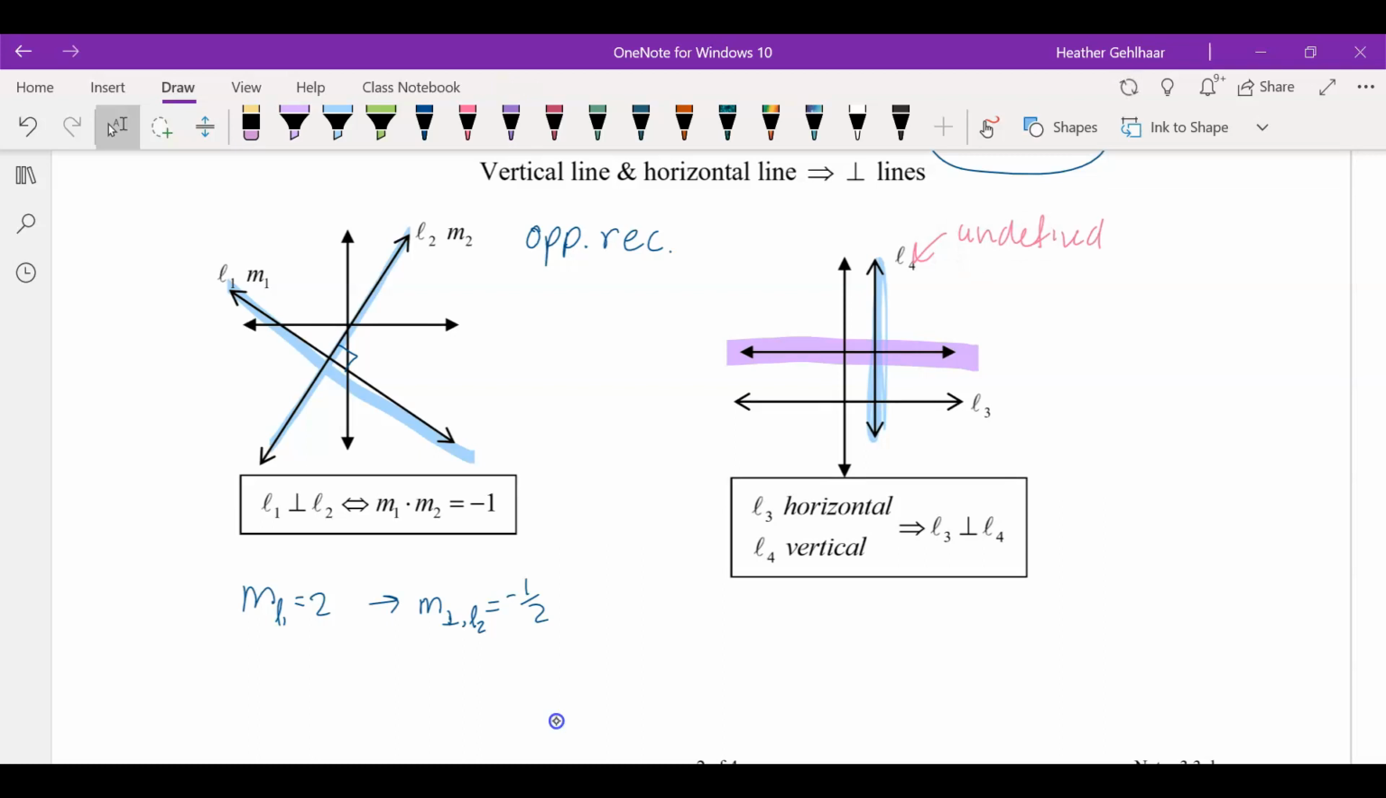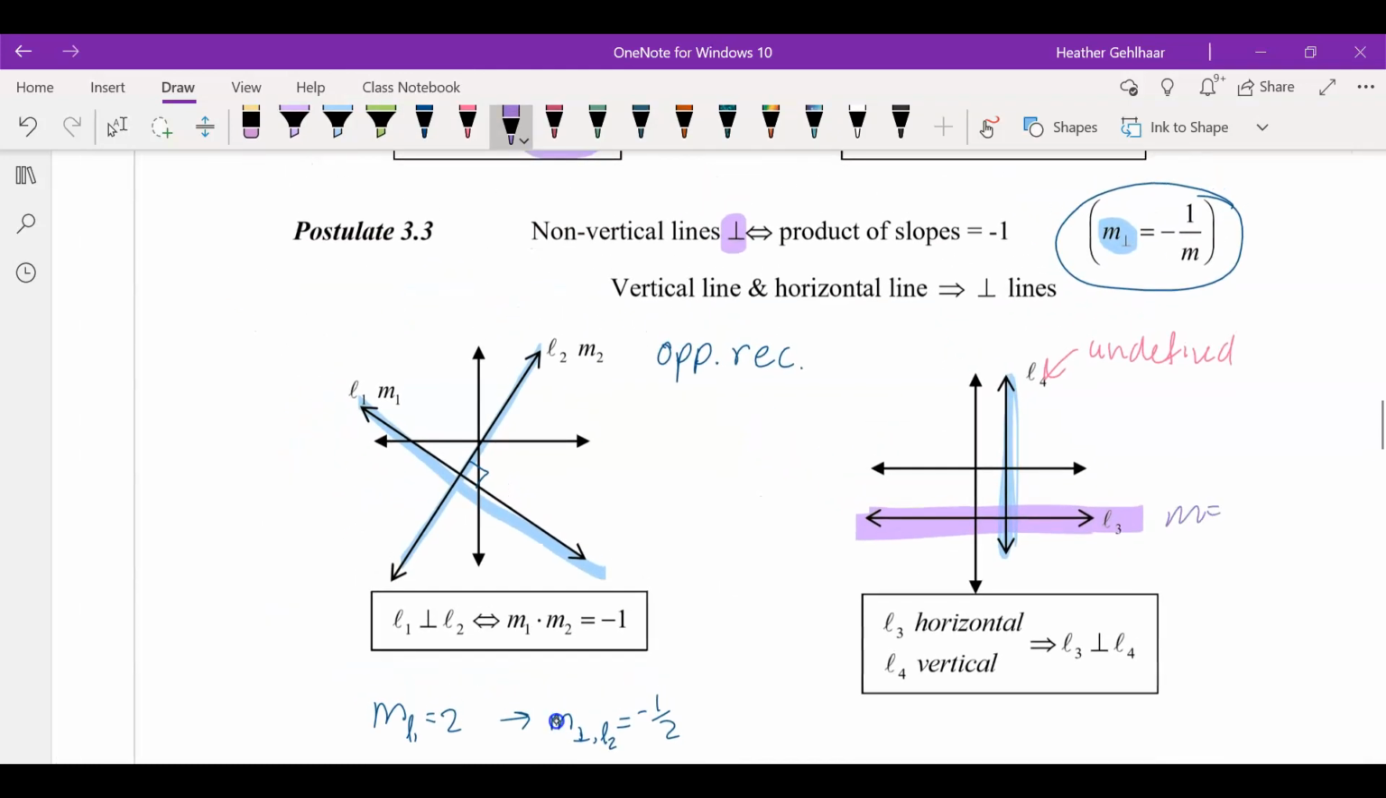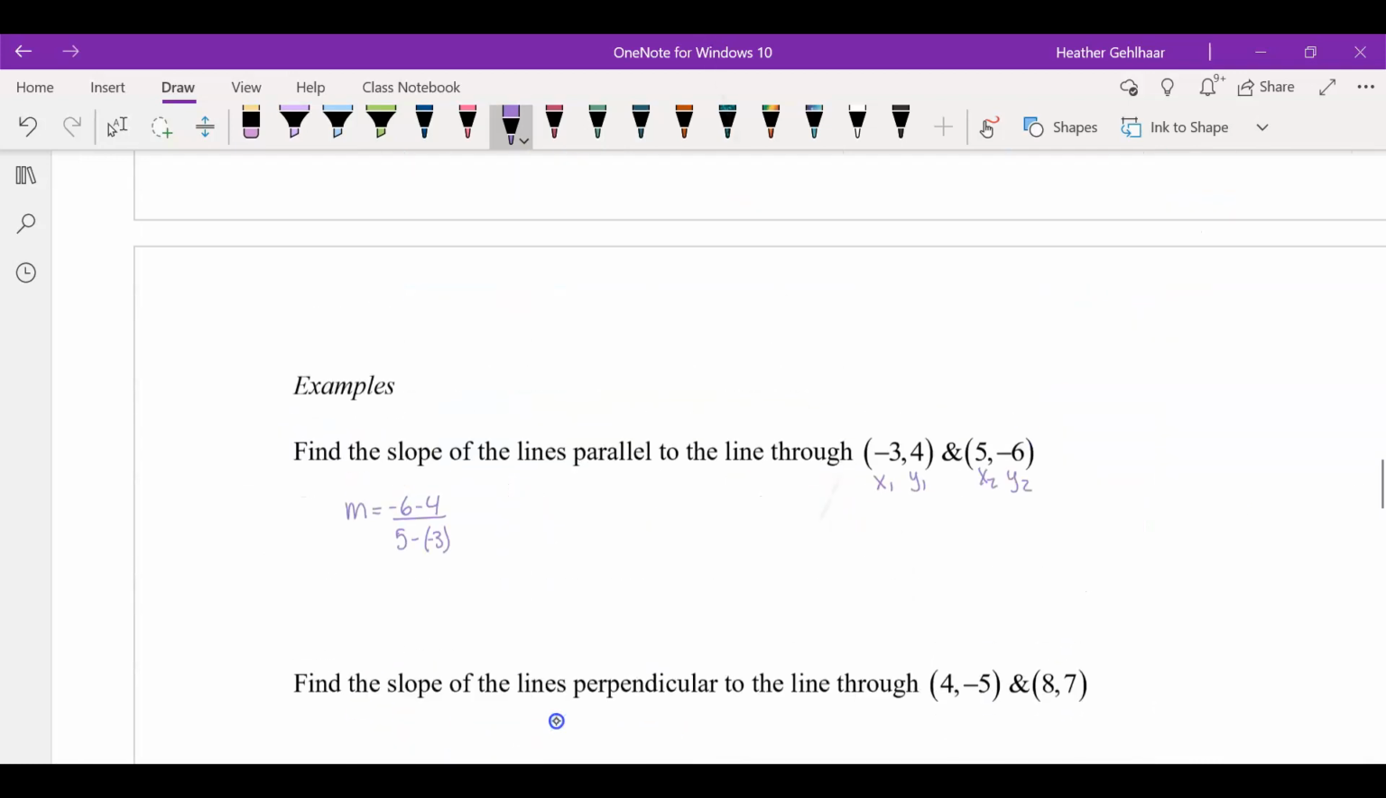Okay, and the slope of the line, here's our line that's intersecting there. And then this one would have a slope of 0. Okay, next we have a couple examples.